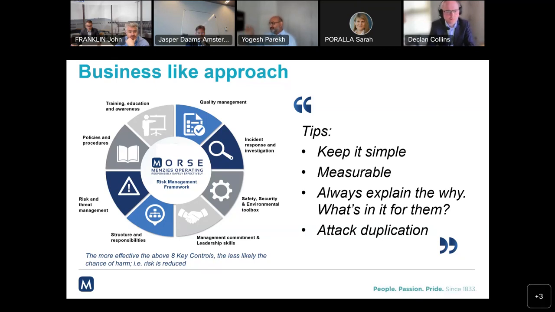You can see the tips on the screen, but the barriers in my mind are: don't overcomplicate, keep it simple. Don't lose sight of what you're trying to achieve. Next one for me is if you can't measure the desired effect, then how are you going to drive improvement?